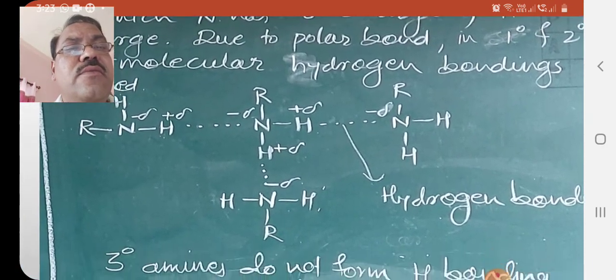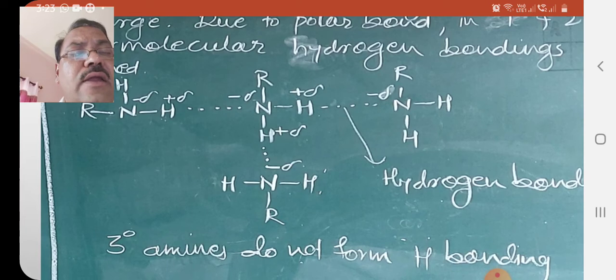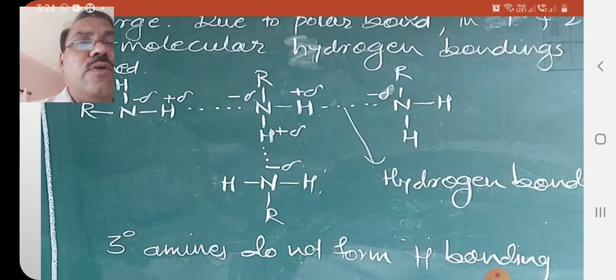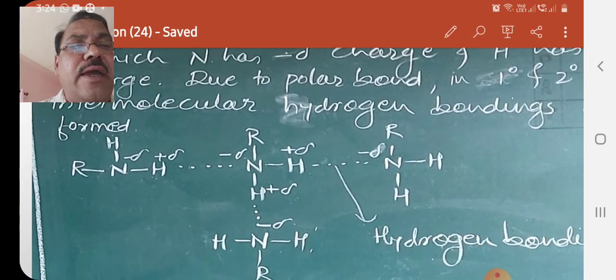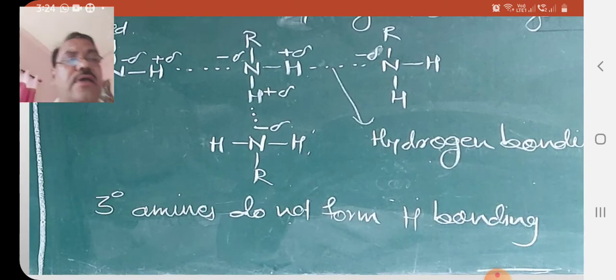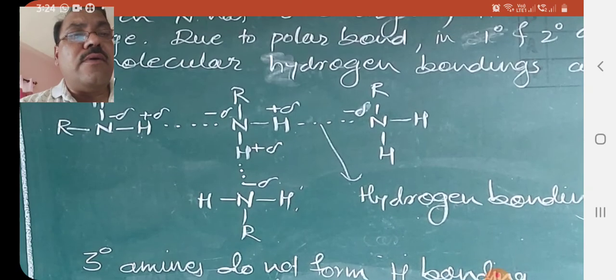So in amines there is a hydrogen bonding between molecules which is called intermolecular hydrogen bonding, but tertiary amine does not form hydrogen bonding because tertiary amine does not contain an NH bond. We have already seen the structure of tertiary amine. In tertiary amine only nitrogen is present but there is no hydrogen atom, and therefore intermolecular hydrogen bonding is absent in tertiary amine, but it is present in primary and secondary amine. So this is the second physical property of amines.